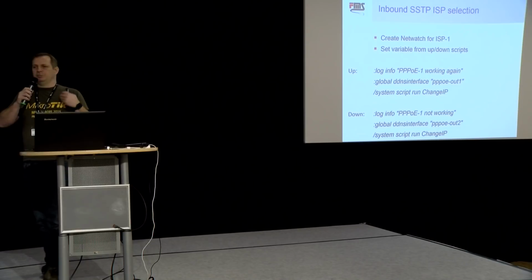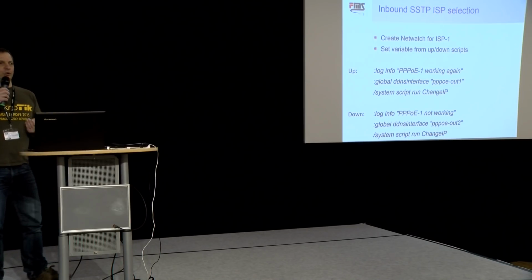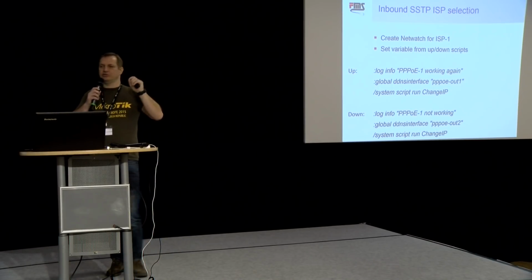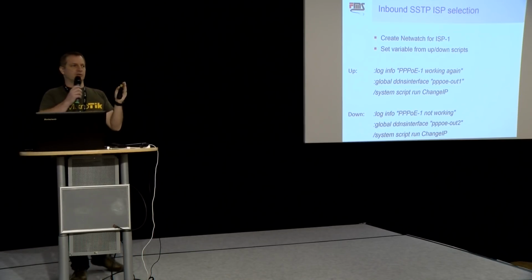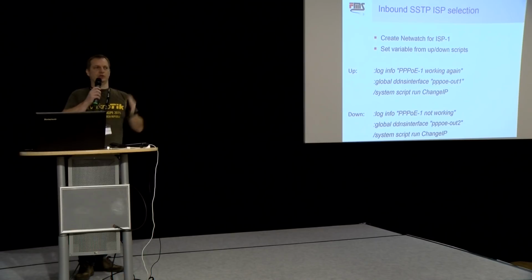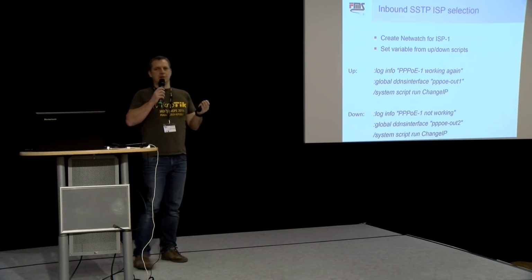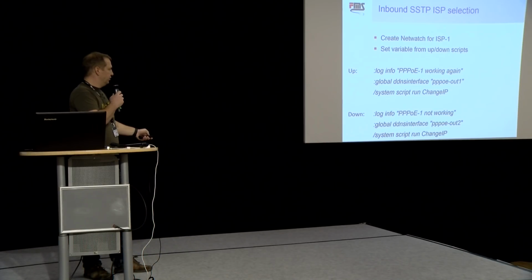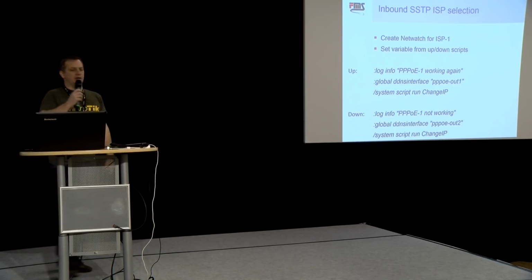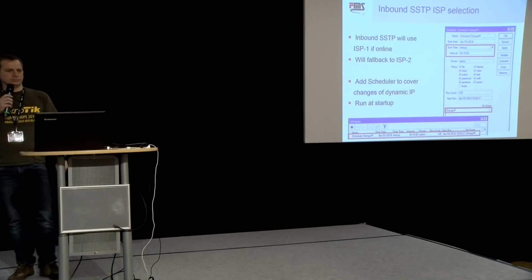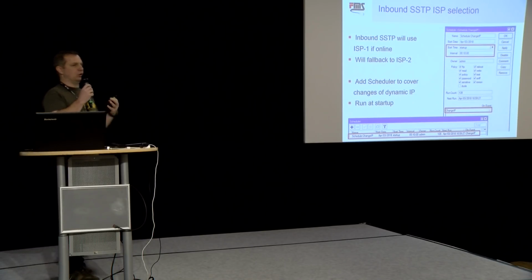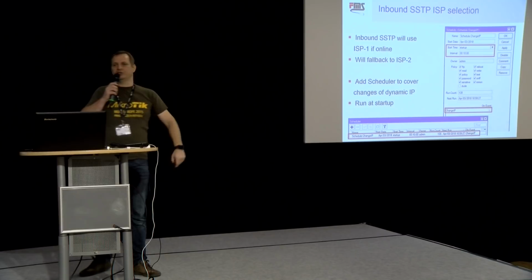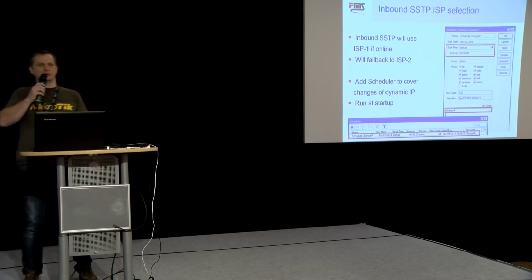And now we set up a second NetWatch instance for ISP1. And that one is only meant to change the global variable for the change IP script to point to the right interface. If ISP1 is up, we want to use ISP1's public IP address. If it's not up, you want to use ISP2's public IP address. So we set the global DDNS interface and finally run the change IP script. Now inbound SSTP will be on ISP1 if both ISPs are up. Please remember also to set a scheduler for the change IP script, as there might be regular changes caused by your internet service provider.